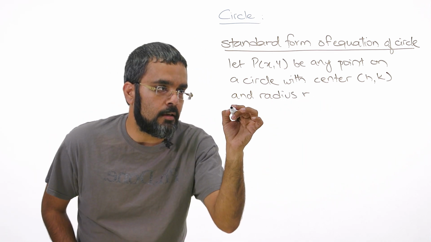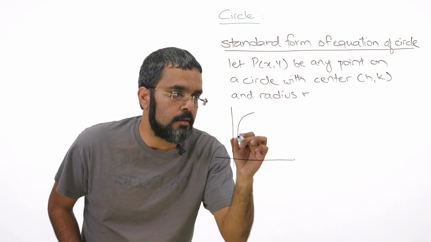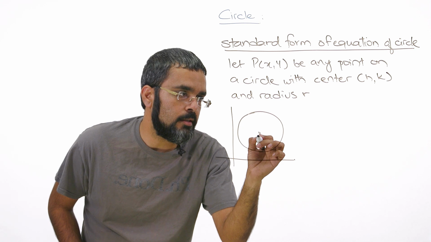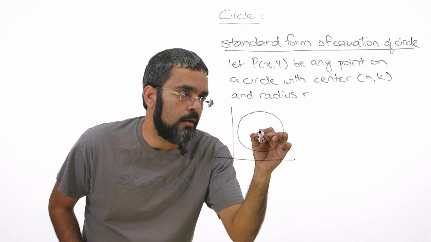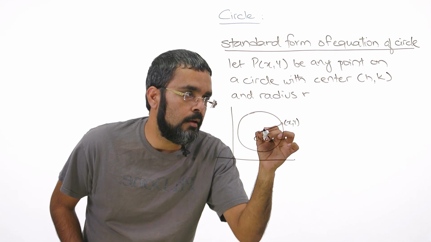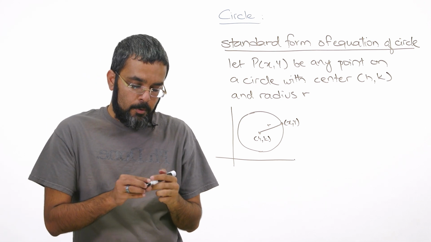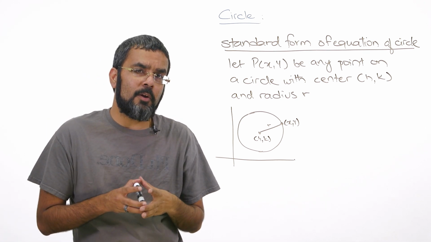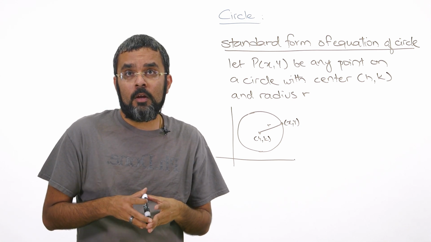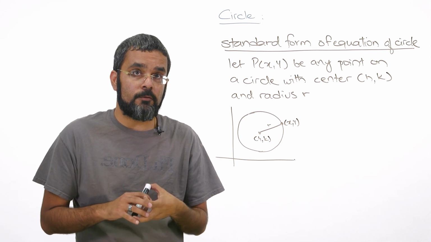So let's say this is our Cartesian plane here. Here are my axes, and here's my circle. This is my center, which is HK, and this is some point P(x, y), and this distance is r. Now, if you remember the distance formula, we got it using the Pythagorean theorem. Well, it's pretty much the same thing. This equation of a circle is nothing but your distance formula.